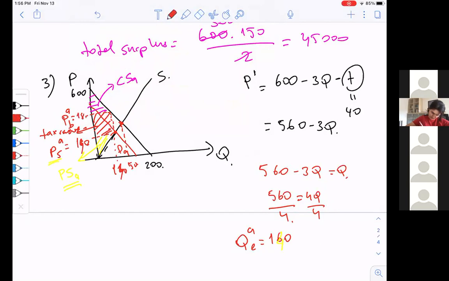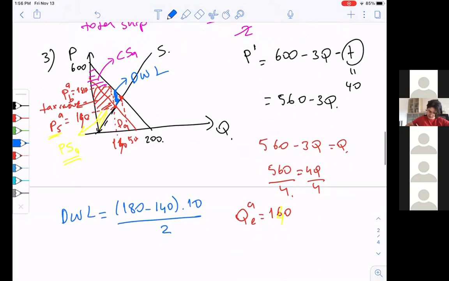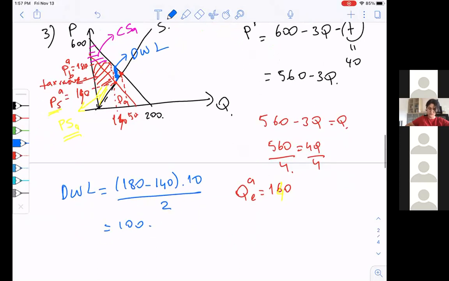Thank you. Okay. And then calculate tax revenue and deadweight loss. So this triangle is deadweight loss. Let me calculate the deadweight loss. This is 180 minus 140 times 10 over 2. No, 100. Okay, 100.